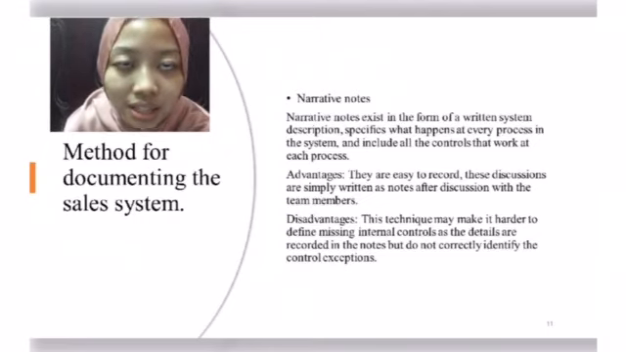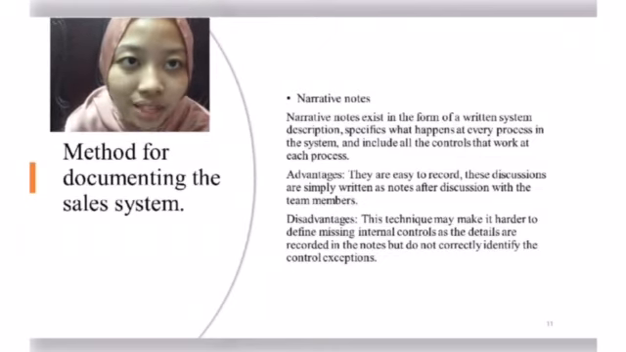The disadvantage of using narrative notes is this technique may make it harder to identify missing internal controls, as the details are recorded in the notes but do not correctly identify the control exception.